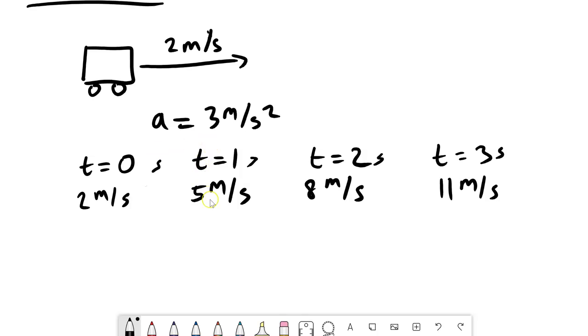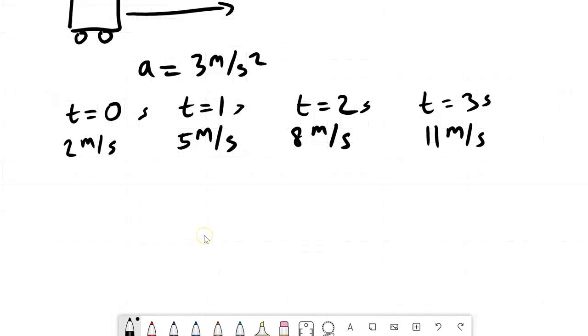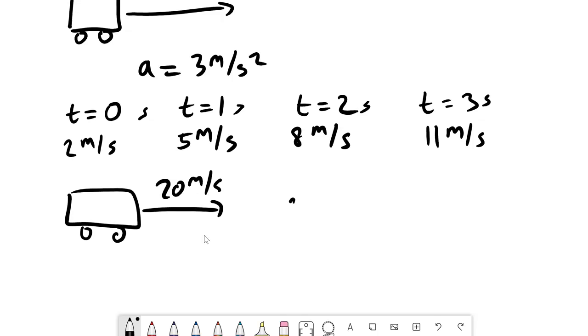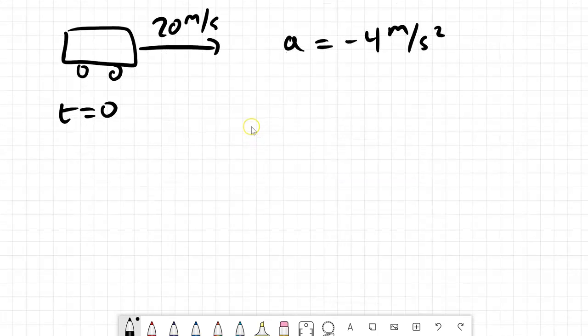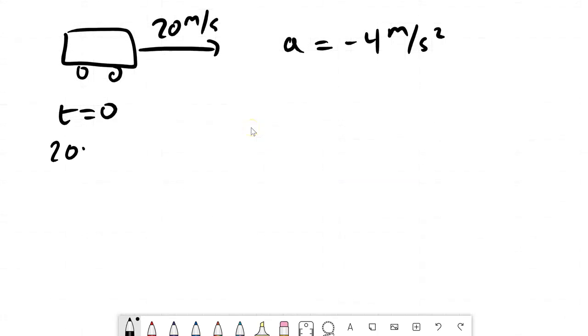Let's do that same example, but with a different acceleration value. Let's say this is a super fast box car going at 20 meters per second. And the acceleration is actually -4 meters per second squared. Let's track its motion. T equals 0. Let's move it down. T equals 0 is traveling at 20 meters per second.